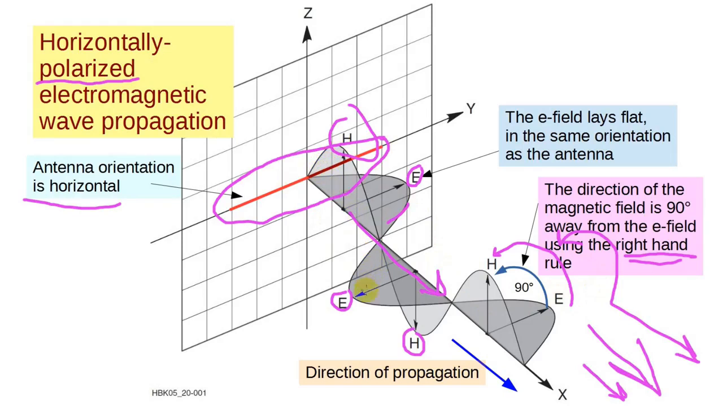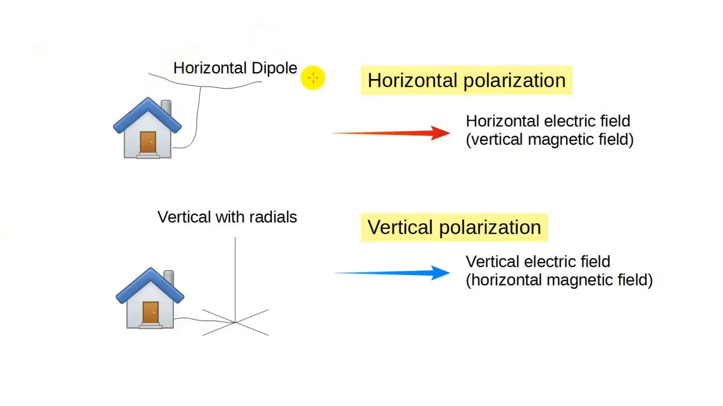Note that the E and H fields are in synchronization except for the 90-degree orientation difference. Now, and this is important, a vertically polarized antenna will have a vertical electric field, and the magnetic field will then be horizontal. So, by and large, you can determine the electric wave polarization by looking at the antenna elements.